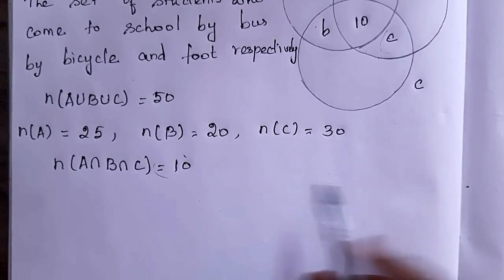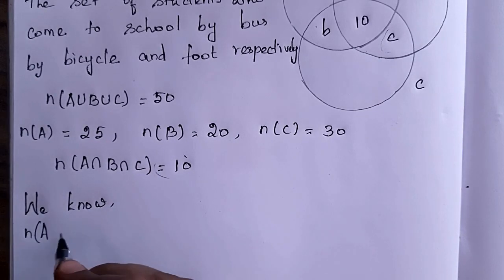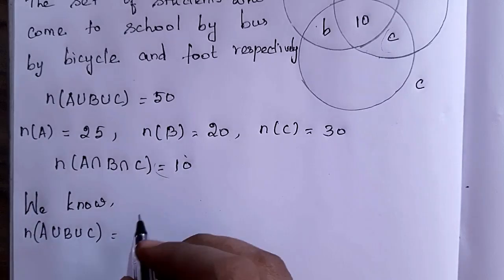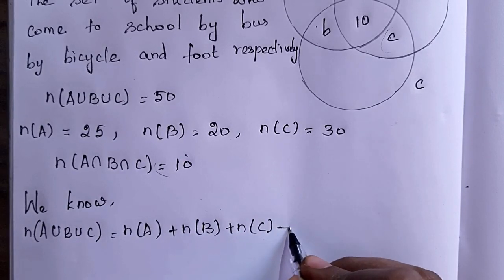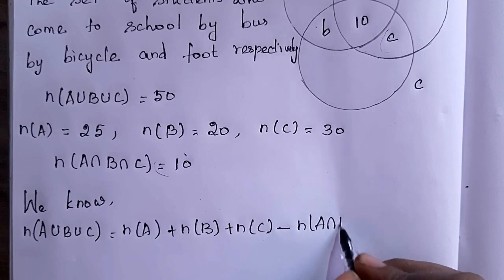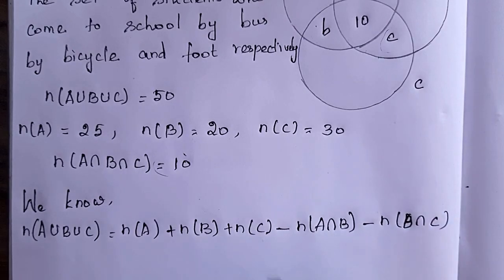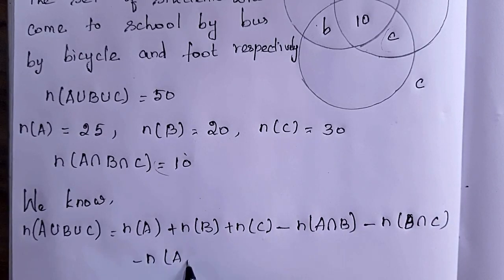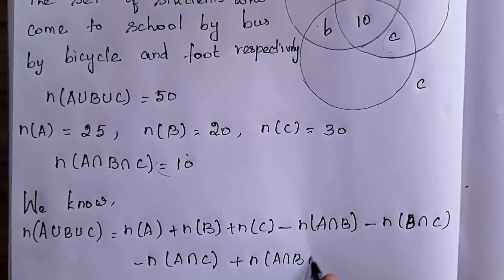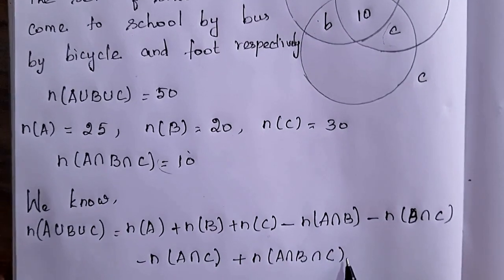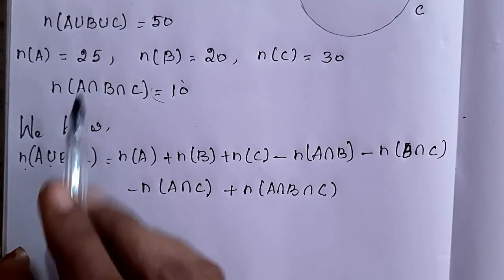So see, we know one formula: N of A union B union C equal to N of A plus N of B plus N of C minus N of A intersection B minus N of B intersection C minus N of A intersection C plus N of A intersection B intersection C. So thus we can apply the values.